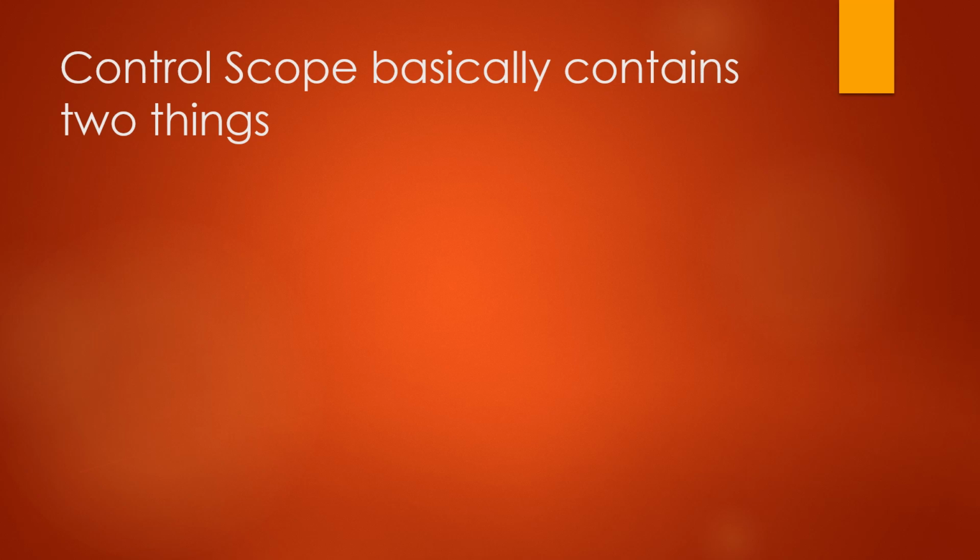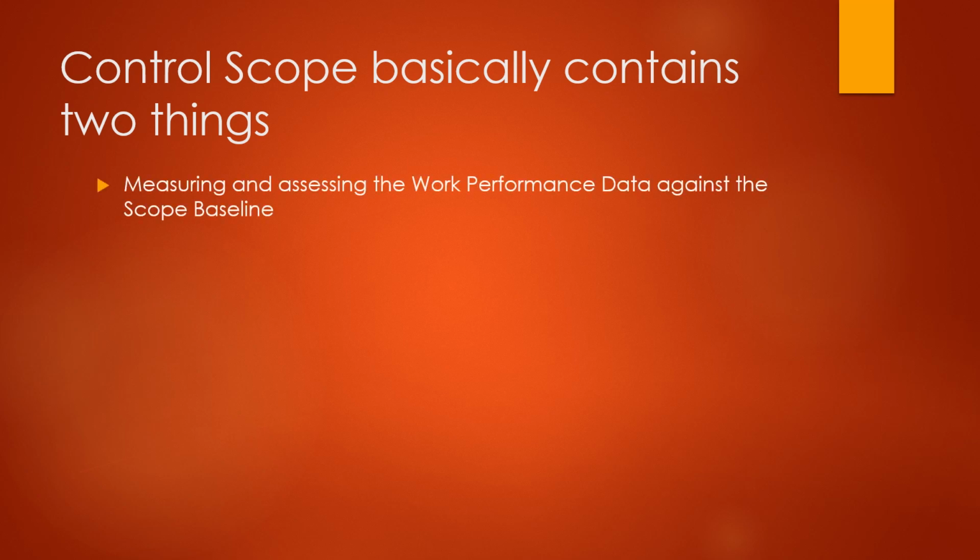All right, so control scope basically contains two things. The first is measuring and assessing the work performance data against the scope baseline. So, in order to understand this sentence itself, you need to know what work performance data is and what scope baseline is. So, scope baseline we have covered a bit in this video itself.